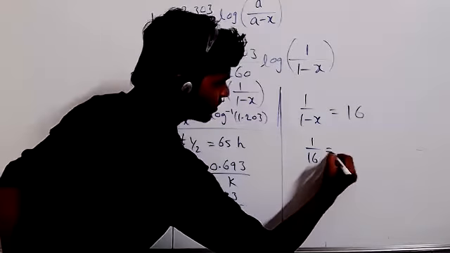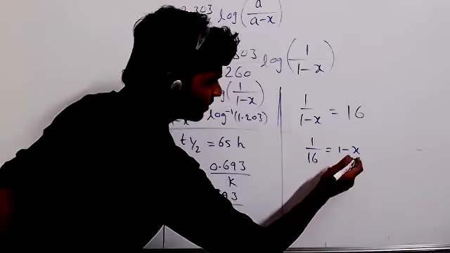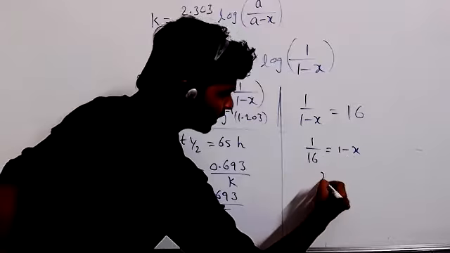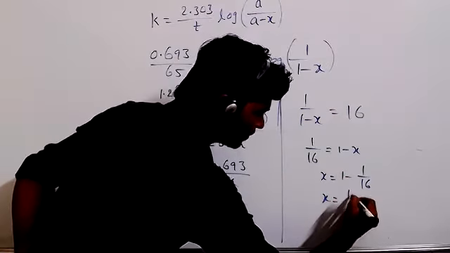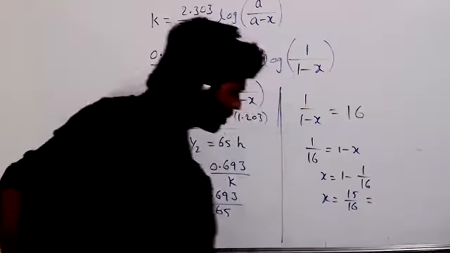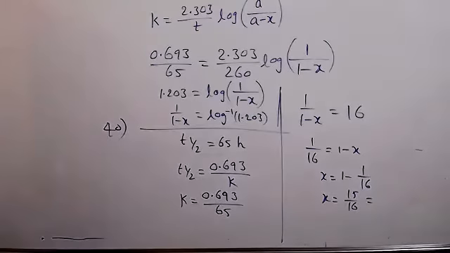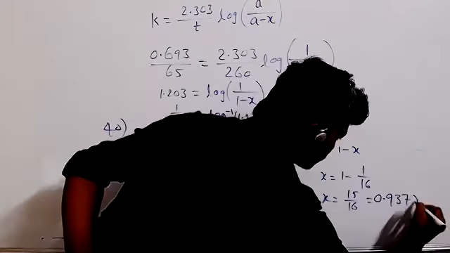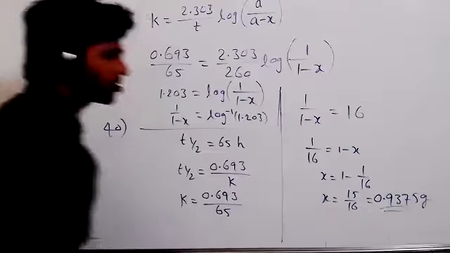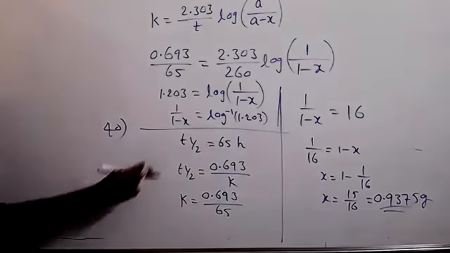One by 16 equal to 1 minus x. X we want. So x is equal to 1 minus 1 by 16. So x is equal to 15 by 16. Amount 15 by 16 value 0.9375. This is the answer.